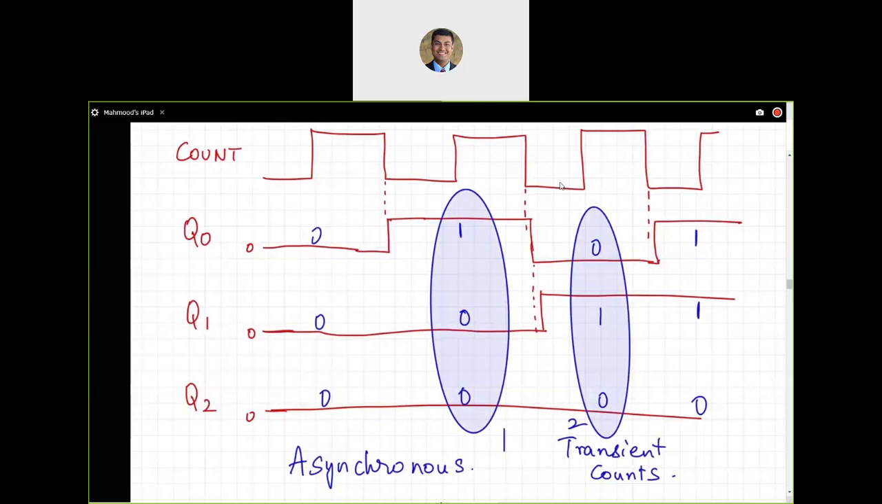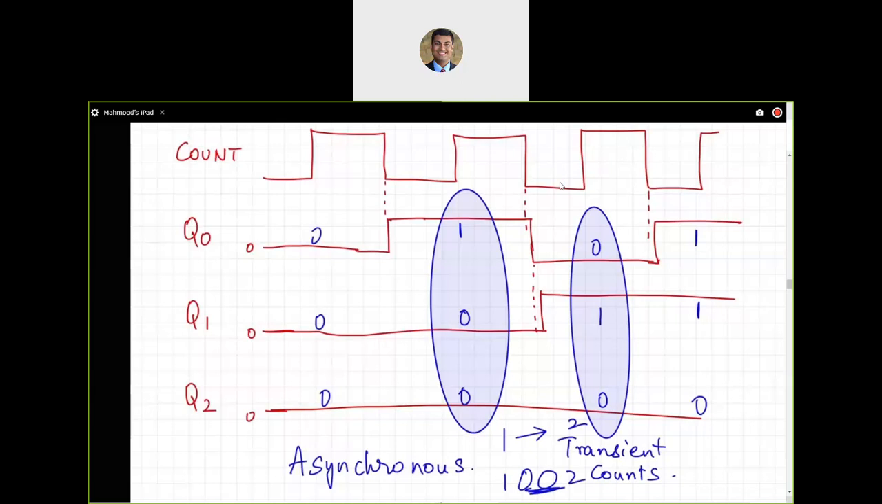Because of the asynchronous nature, it will not jump from 1 to 2. It may go from 1 to a different number to a different number to 2. So we don't want the counts that are for very short duration in the middle, those are called transient counts. So that's undesirable. So people design synchronous counters instead, which don't have this particular problem.